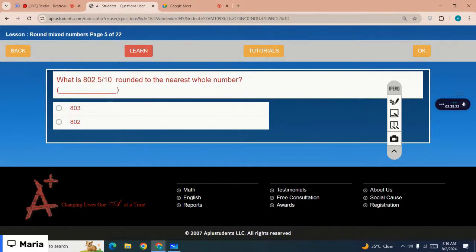Okay, what is 802 whole 5 over 10 rounded to the nearest whole number? So which is the correct option? You need to round up, right? It would be rounded off to 803. Okay, you can complete the lesson by yourself later today. Let me just move on to the next lesson.